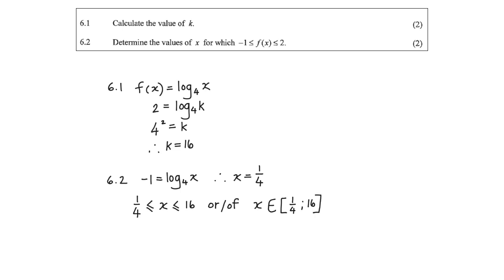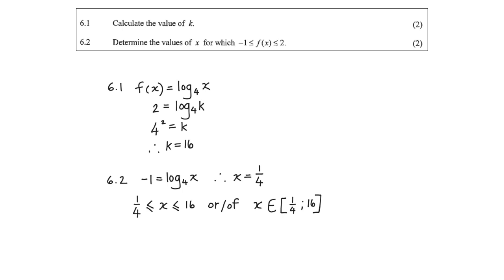The mark allocation for this question is as follows. You get 1 mark if you determined x equals 1/4, and then you get 1 mark for the final answer. Let's look at some common mistakes. At question 6.1, many students were unable to solve the logarithmic equation correctly because they did not write the equation correctly in exponential form. So please make sure of that.